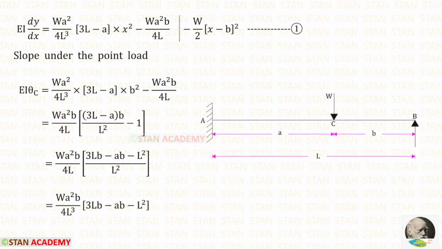Now let us find the slope under the point load, that is in the point C. So let us denote the slope as theta c. In the point C, the value of x is b. So in this equation, instead of x, we have to apply b. Here also, we should not consider this. From both of these terms, we can take w a square b upon 4l outside. For these two terms, we can take LCM. L square into 1, we will get L square. L into L square, we will get L cube.